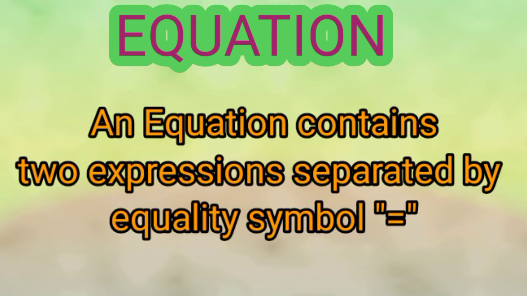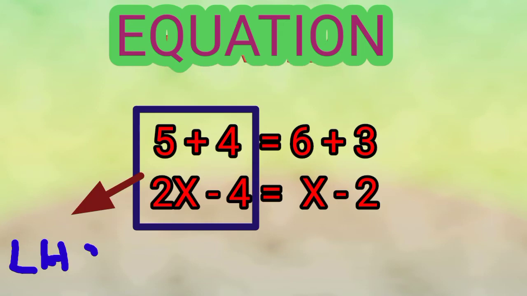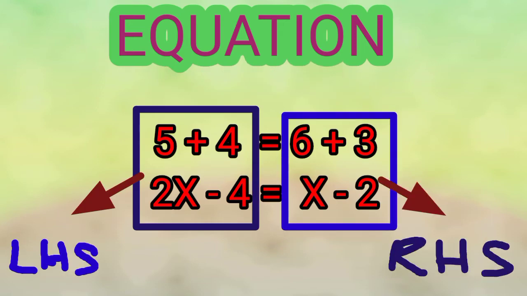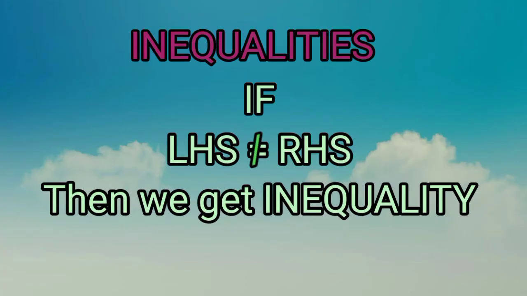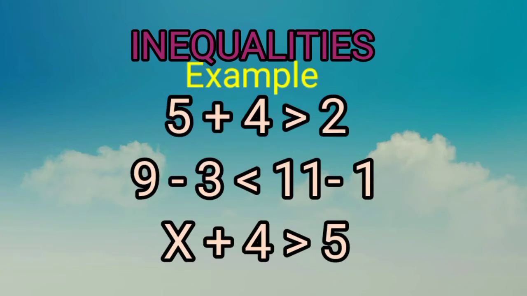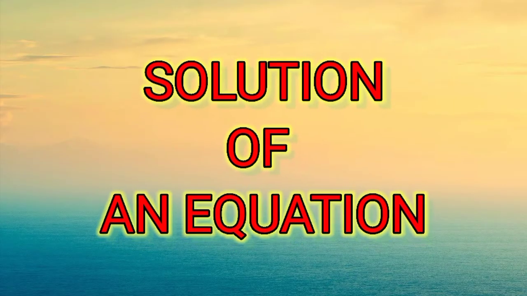Equation. An equation contains two expressions separated by the equality symbol, equal. Examples: 5 plus 4 equal to 6 plus 3, 2x minus 4 equal to x minus 2, where LHS and RHS are separated. Inequalities. If LHS is not equal to RHS, then we get inequalities. Example: 5 plus 4 greater than 2, 9 minus 3 less than 11 minus 1, x plus 4 greater than 5.